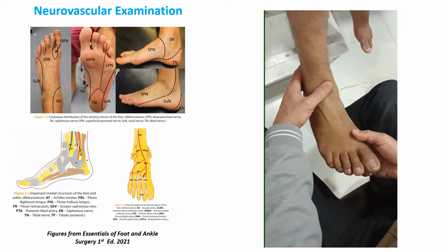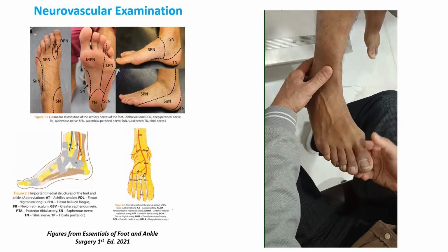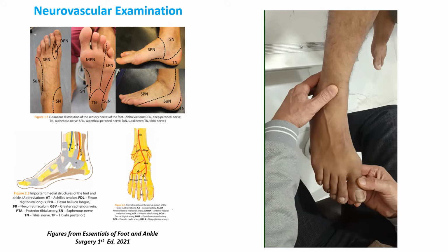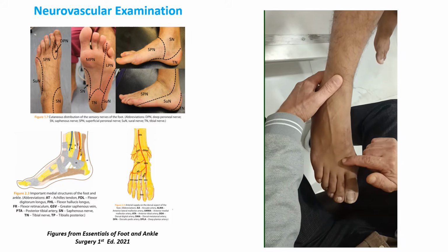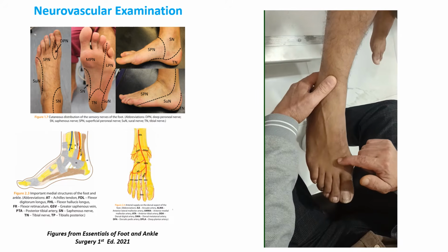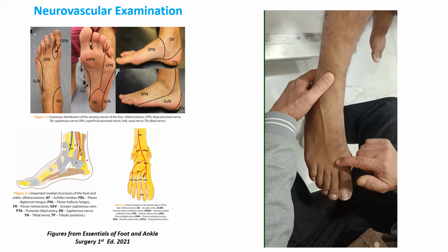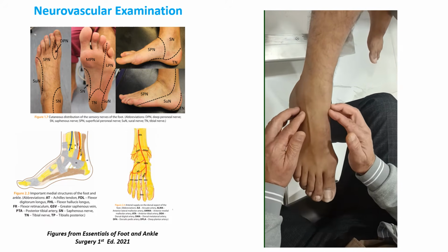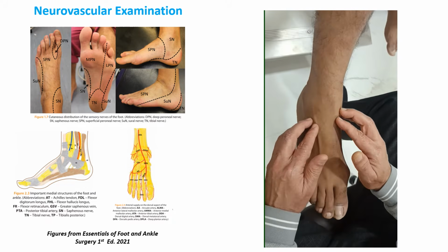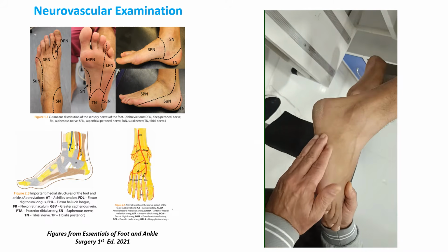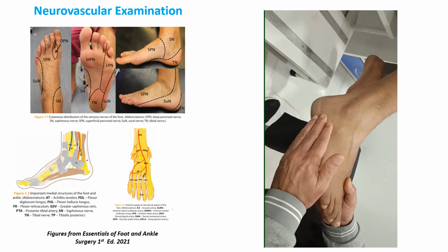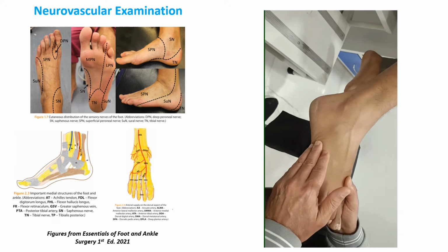Now I am going to show the distribution of the various nerves which need to be tested. The deep peroneal supplies this area between the two toes. The superficial peroneal nerve supplies this area, and the sural nerve supplies this area. So all these areas need to be tested for any loss of sensation.